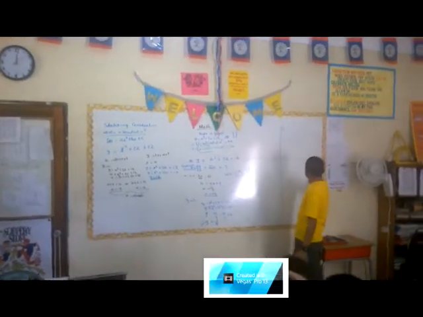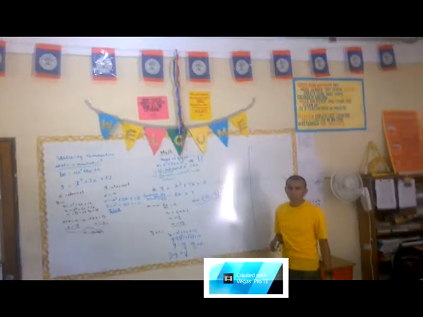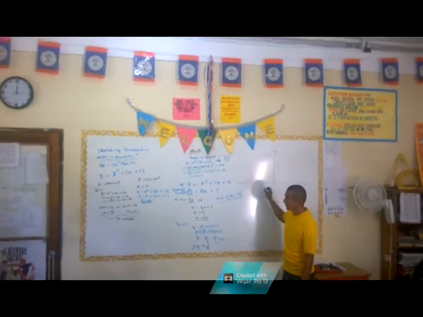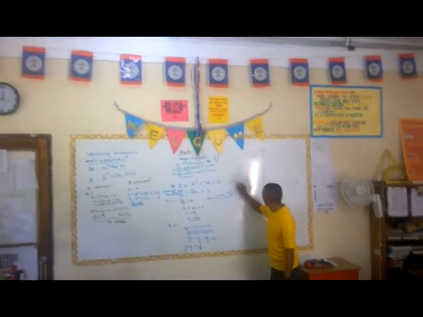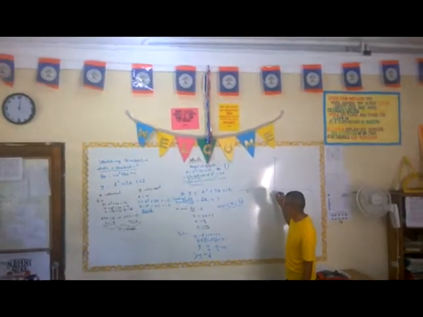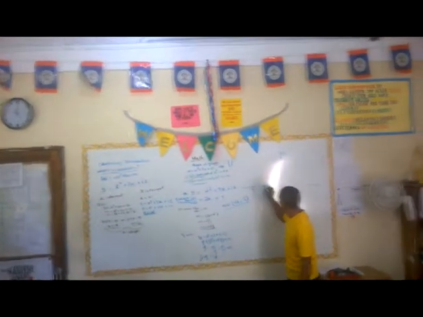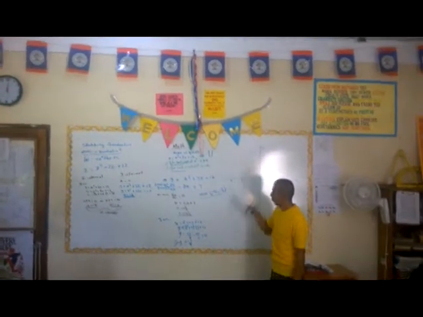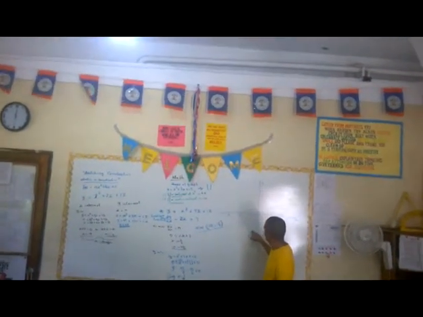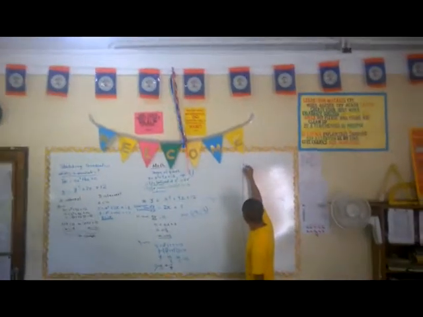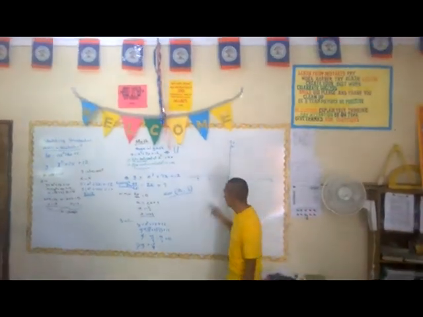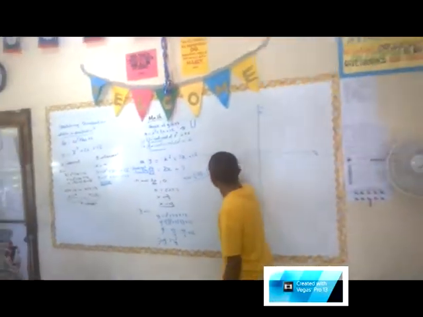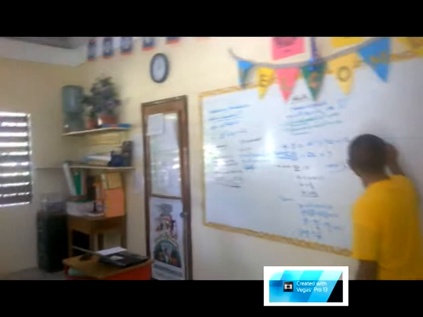Y, x. Good. Where do we have the x-intercepts? X-intercepts are at minus 4 and minus 3. Y-intercept is at 12. Minimum is at, where is minimum? Minus 3.5.